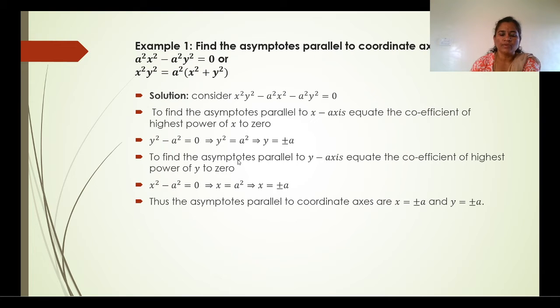To find the asymptotes parallel to the y-axis, we equate the coefficient of the highest power of y to 0. So where is the coefficient of y square? Here x square is there, then a square is there. Then x square minus a square equal to 0, so x square equal to a square, then x equal to plus or minus a. Thus the asymptotes parallel to the coordinate axis are x equal to plus or minus a, and y equal to plus or minus a.